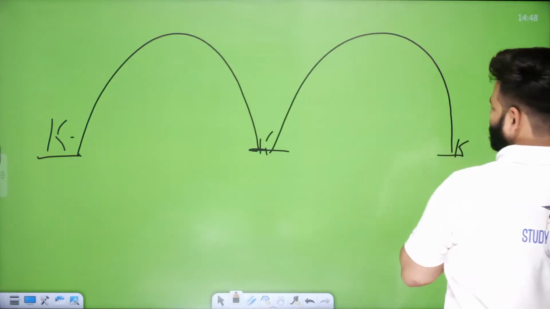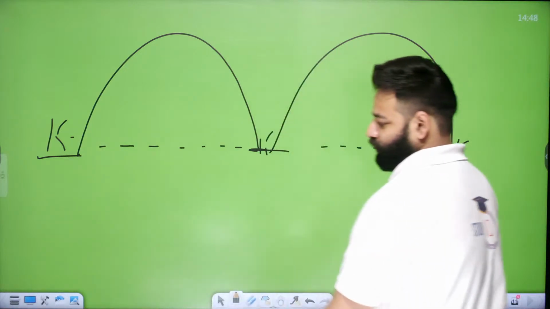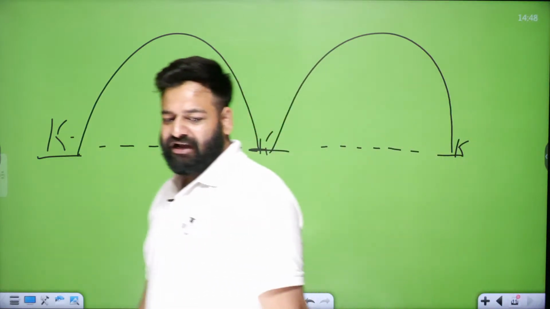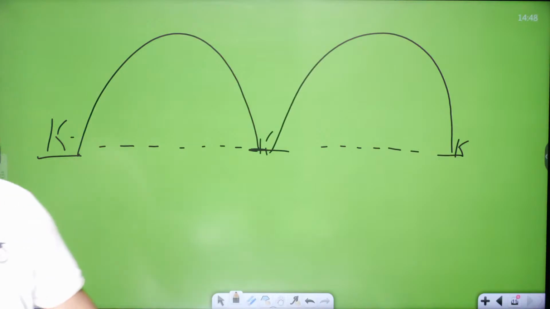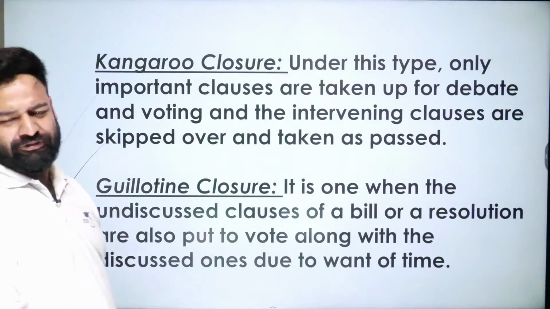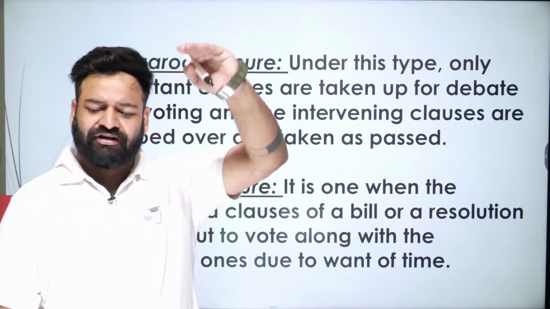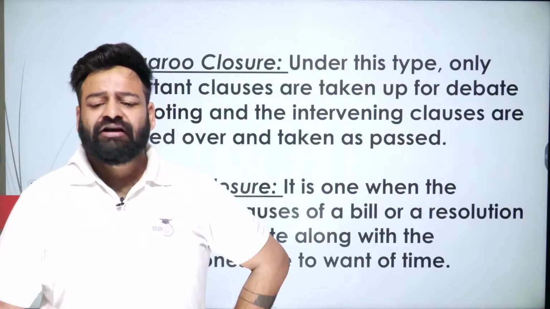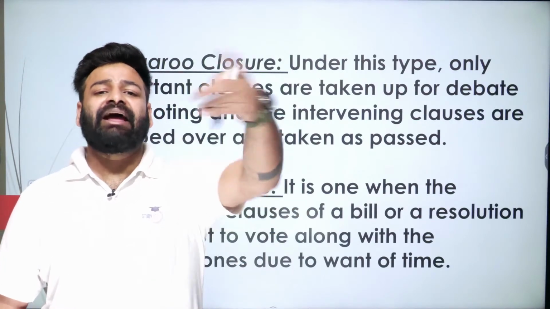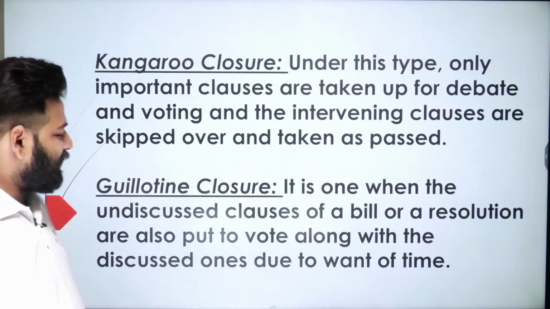So as you can see, these are the areas that are not touched by kangaroo. Okay, so in that very same way, kangaroo closure. How is this kangaroo closure taking place? Not discussing each and every provision of the bill, just discussing their highlighted parts that are considered most important. So that one is known as kangaroo closure.